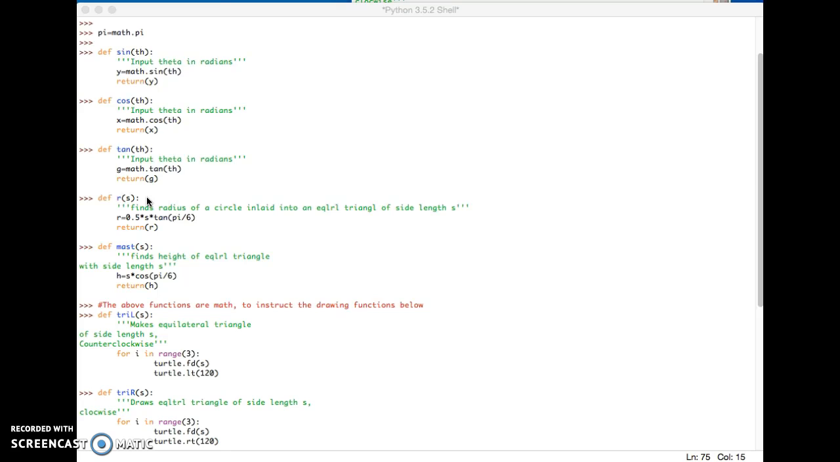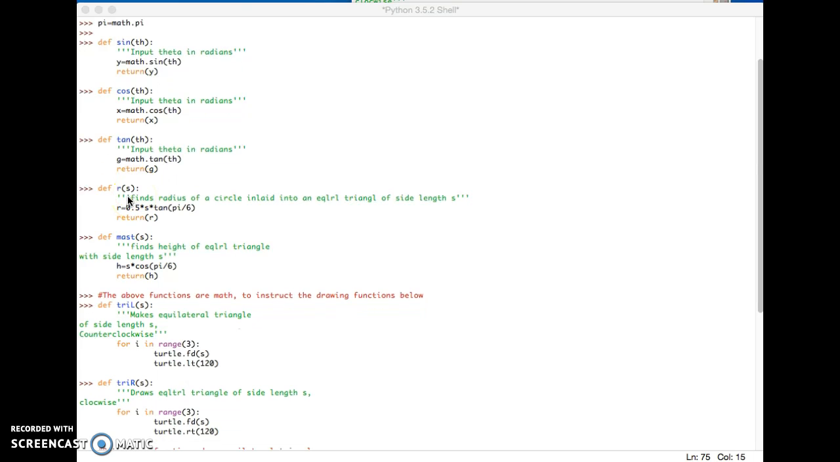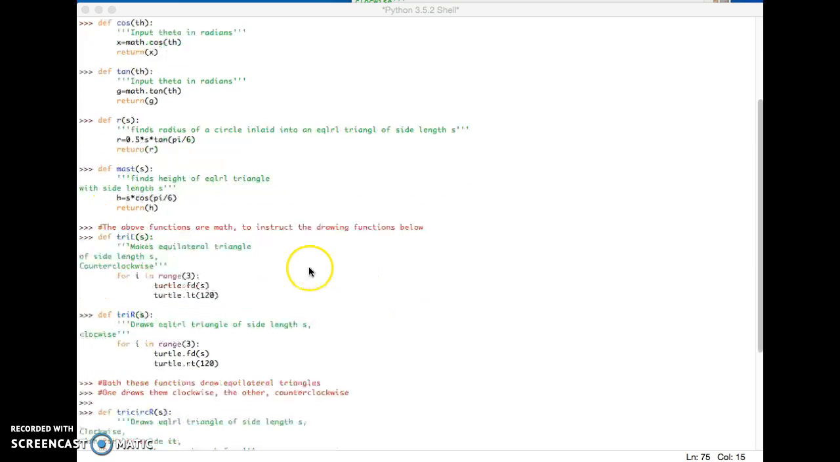Now, the whole basis of this program is an equilateral triangle of side length s. Now, this function rs is if you want to draw a circle inside it, which we do, touching each side on the inside. This would be its radius if the side length of the triangle was s. The radius would be r. And then mass s is just the height of an equilateral triangle. You'll see why that's useful in a minute.